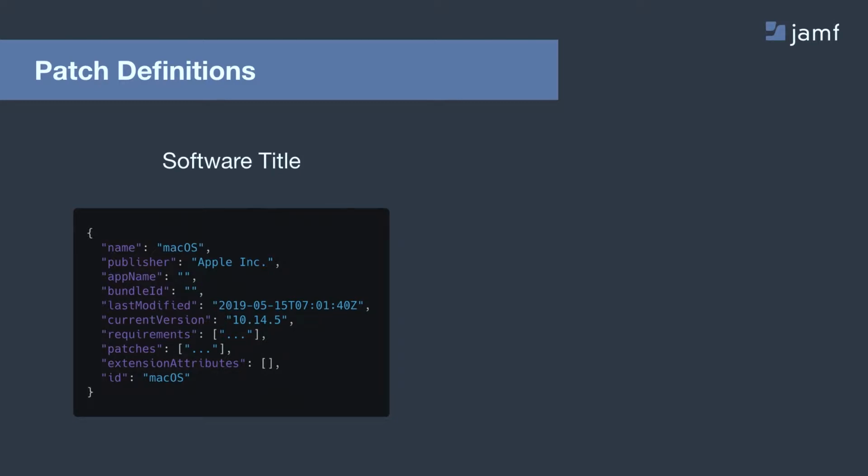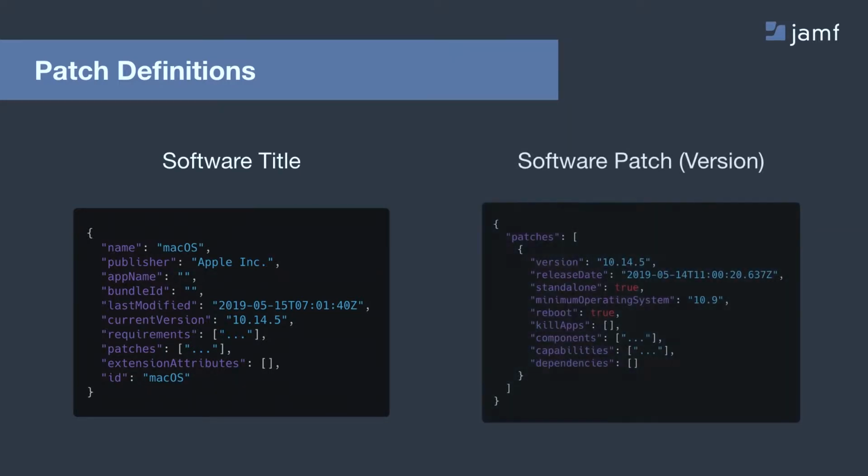But you can also see the last modified date, which refers to the definition file and not the version, just the last time this definition was modified. The current version, so whatever the latest patch for this was, that version string gets reported at the top level here. And then requirements, patches, external extension attributes, we'll get into those in a little bit. And then lastly, the ID, which is how Jamf Pro knows to go look for this when it needs to go update it.